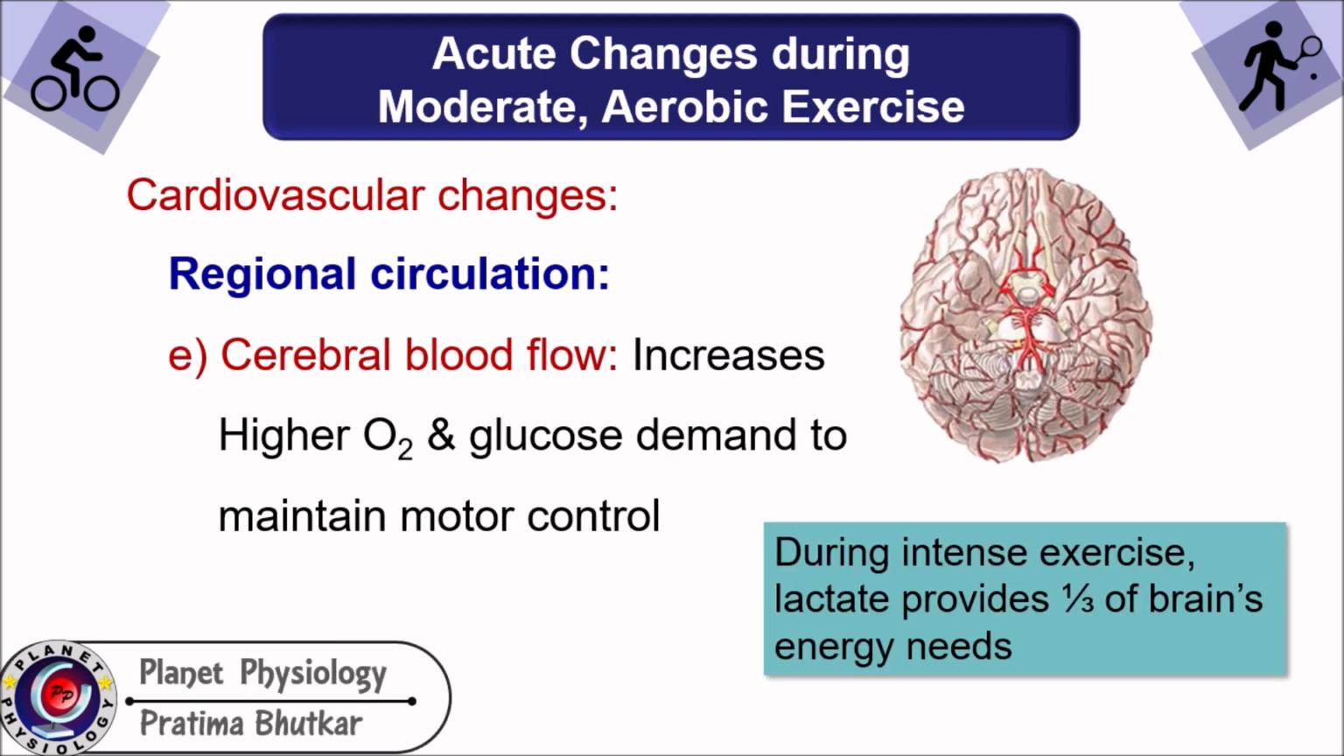Now what happens to cerebral blood flow? It also increases. There is higher oxygen as well as glucose demand to maintain motor control. And it is said that even though the brain depends on glucose for its energy, during exercise, lactate is providing about 1/3 of the brain's energy demand.